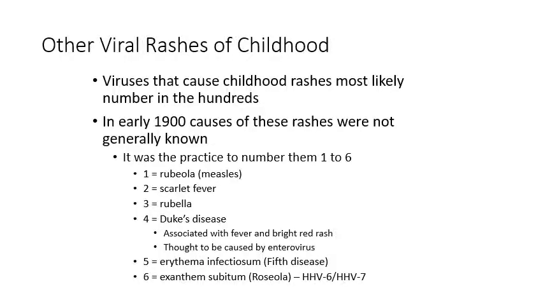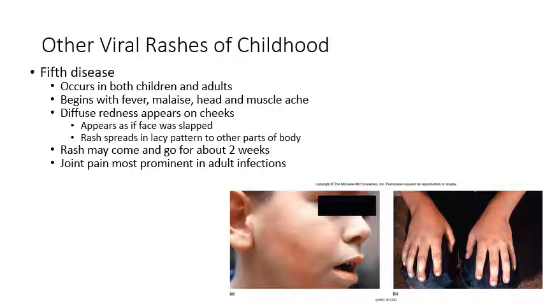All right. So measles or this rubeola is just the first of a lot of common viral rashes of childhood. So we mentioned the rubeola, then the other ones here, scarlet fever, rubella, Duke's disease, fifth disease, and roseola. These are all just very common rashes of childhood that before we knew what was causing them back in the early 1900s, we just numbered them, right? So that's why some of these are still even just known by their numbers. For example, fifth disease.